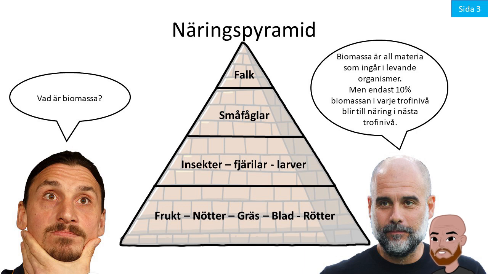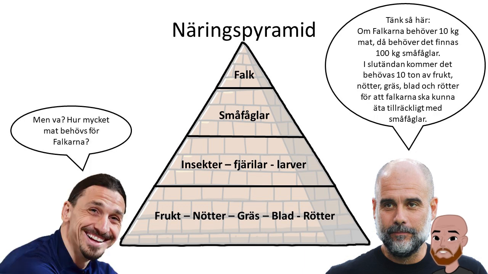Biomass is all the matter that makes up living organisms. However, only about 10% of the biomass at each trophic level is transferred to the next level. Each level in the pyramid becomes nourishment for the next level, which means more biomass is needed at the lower levels to support the higher levels.